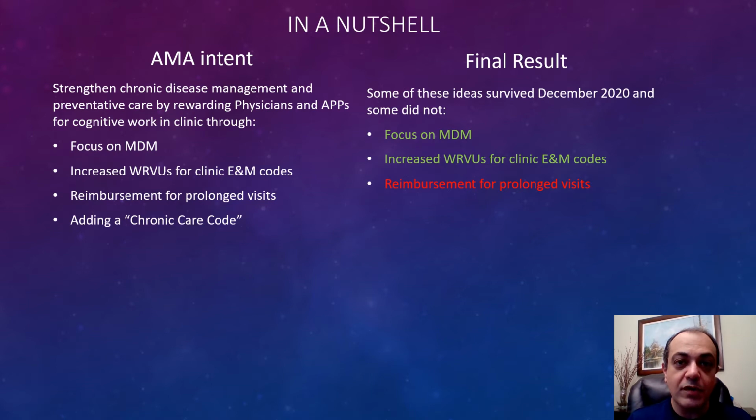Now, reimbursement for prolonged visits, that actually is on life support right now. So some of the elements of that idea about reimbursing prolonged visit in a different way survived, made it, but many things did not make it. So we'll talk more about that in the next slide. And finally, the idea about the primary care code or chronic care code, that did not survive, that did not make it through December.